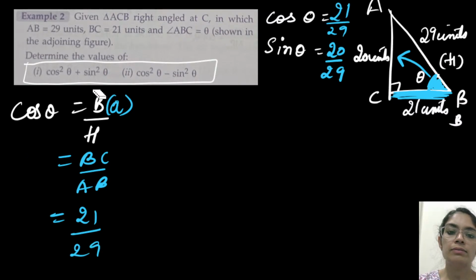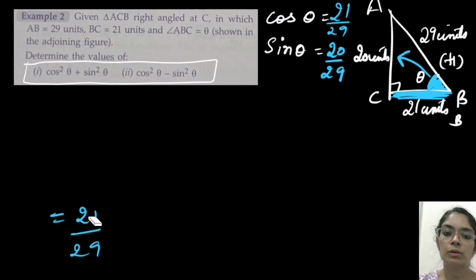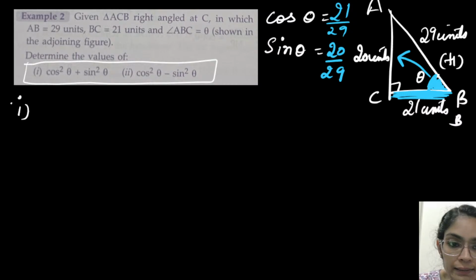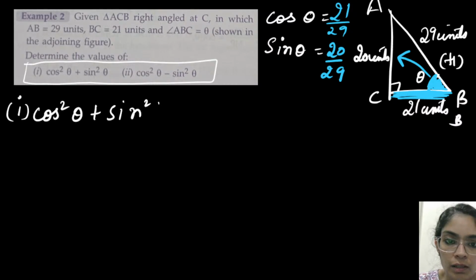We found the value of sine theta and cos theta. Now let's find the required things. The first part says we have to find cos square theta plus sine square theta. I have told you earlier also what will be the answer of cos square theta plus sine square theta. Without solving you have to tell. Yes, the answer is 1.